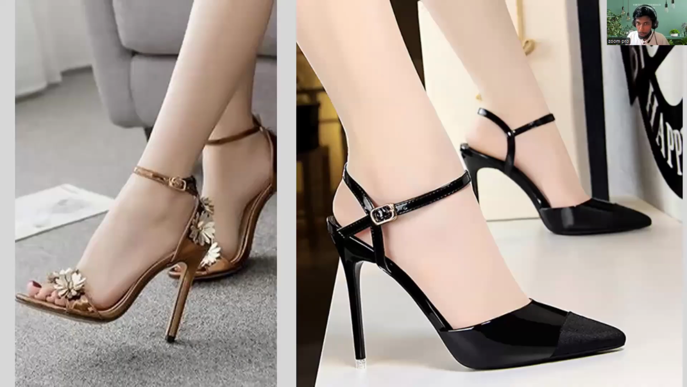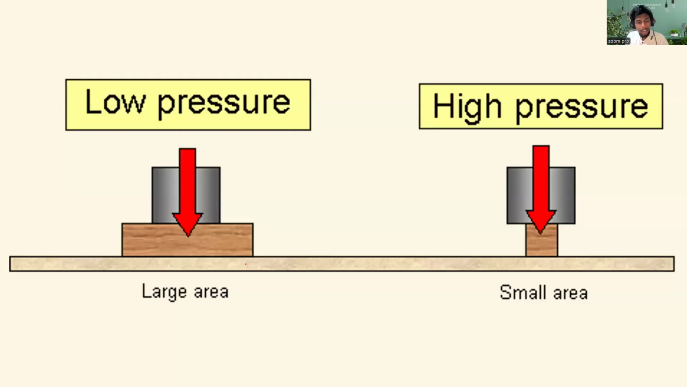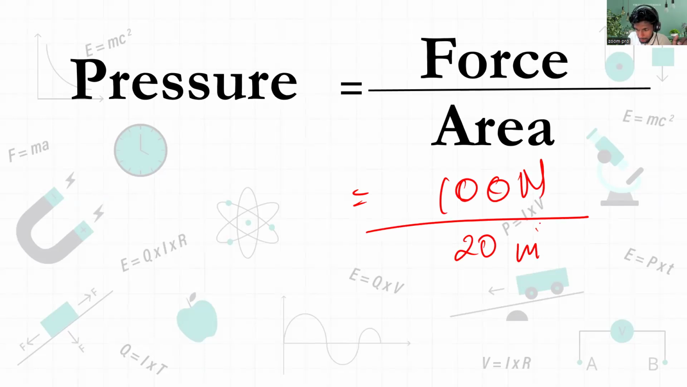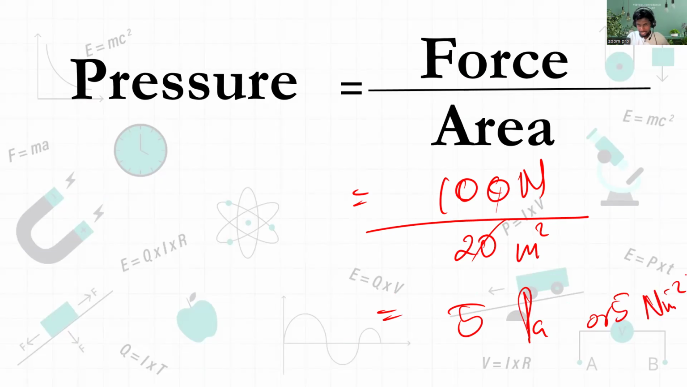And you know the heels. When you walk in them, you will feel a lot of pain, because they apply a high pressure because of the low area. The pressure equation is force divided by area. For example, if we apply 100 Newton of force over 20 square meters, the pressure will be 5 Pascal, or 5 Newton per square meter. So those are the equation and the units.